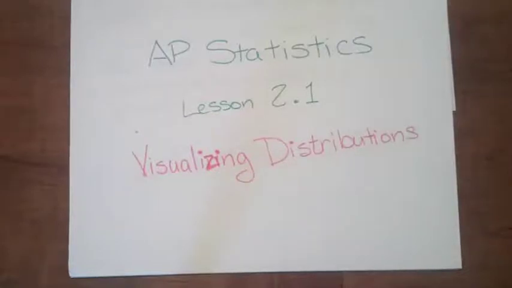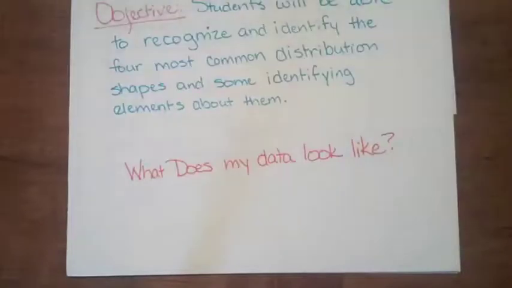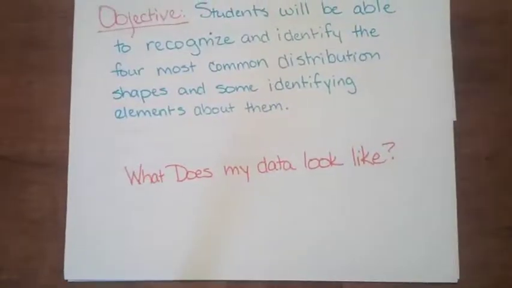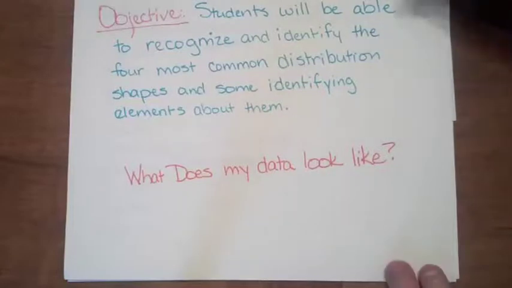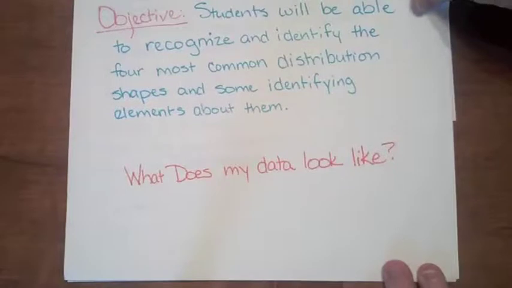AP Statistics, Lesson 2.1, Visualizing Distributions. Okay, our objective today is that we will be able to recognize and identify the most common distribution shapes and identify some elements about them. The question that I want you to be thinking about as we go through this lesson is, what does my data look like?